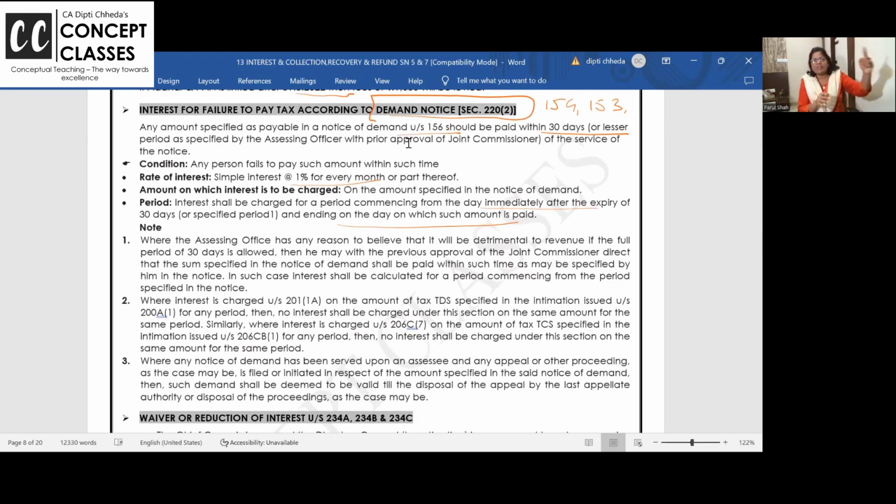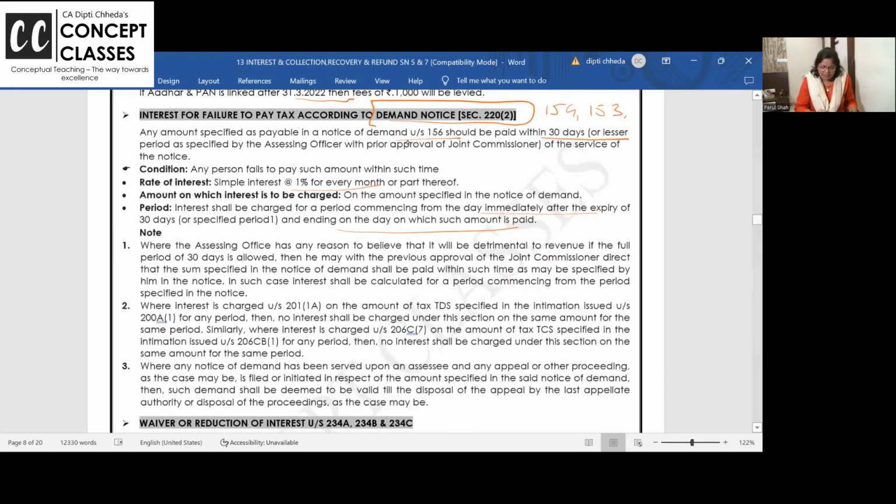Okay. Sometimes the AO feels that giving 30 days time is not justified. This person might run away from India. Can he reduce the demand notice period to less than 30 days? Yes, that's what they are saying. If AO has reason to believe that it is detrimental to revenue for a period of 30 days, he may, with the approval of JC, specify such time which may be less.